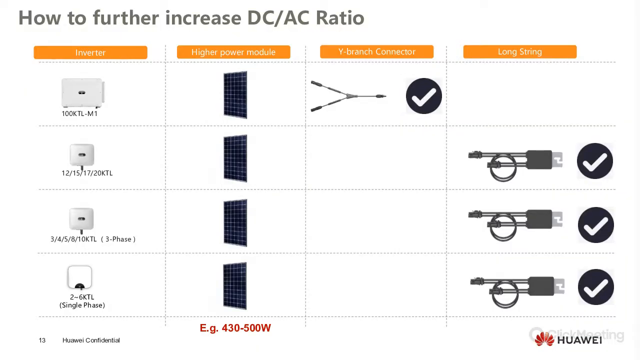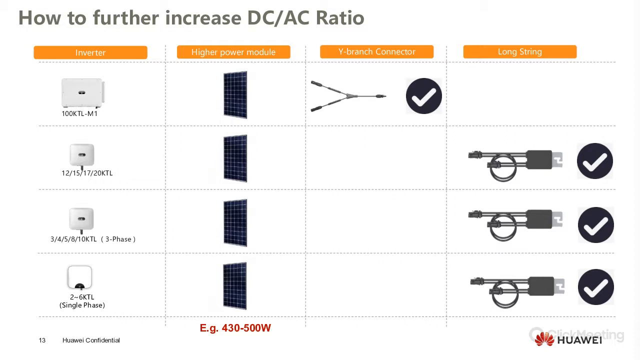Coming into the next subject, the types of inverters in terms of getting a further increase in DC to AC ratio. As we mentioned previously, optimizers are a very good option. So in terms of the different types of inverters, let's start from the bottom of the screen, a 2 to 6 kTL single phase inverter. To achieve a higher DC to AC ratio, you can install optimizers, and Huawei has its own optimizers, the 450 watt optimizer. Second product, which is the 3 to 10 kTL three phase.